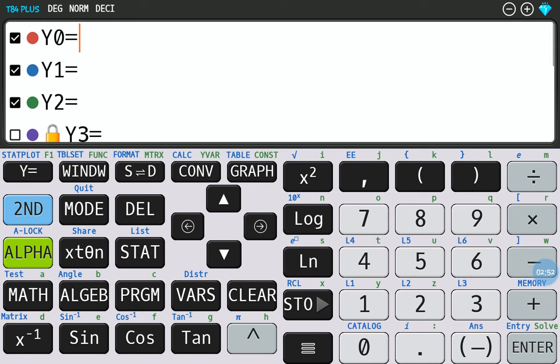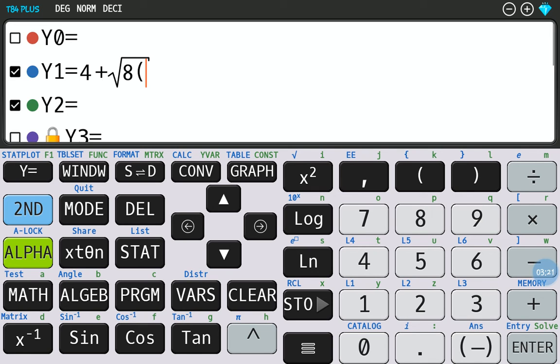Okay, y equals. They start with y0, y1, y2. It doesn't matter. I click y1 and y2. Now I'm going to plug in what I have. The first one, 4 plus the square root, 8, parentheses, x minus 3. Where is my x? I'm looking for my x. x minus 3. Close it.